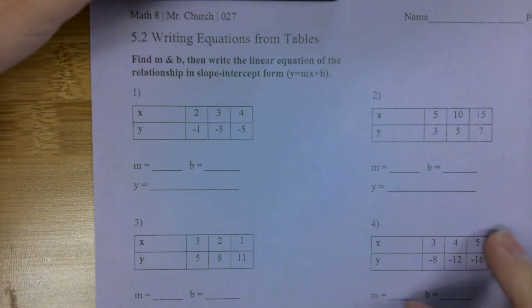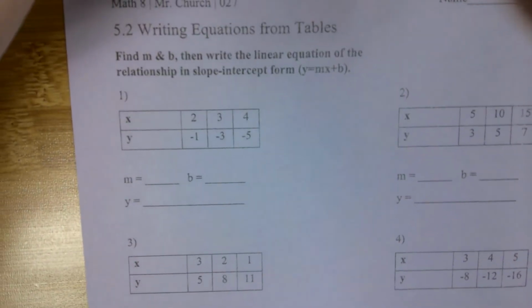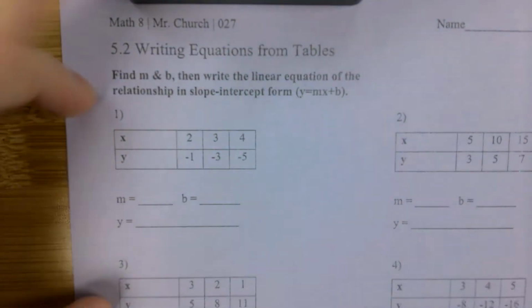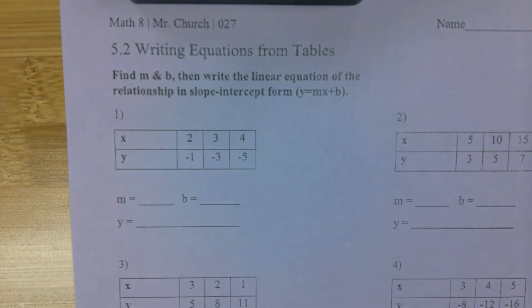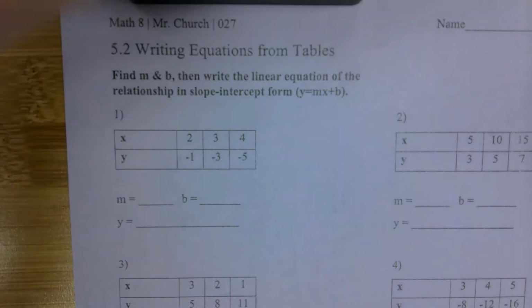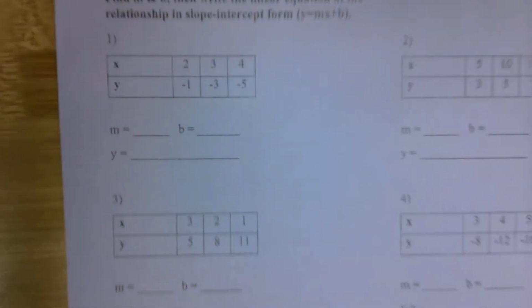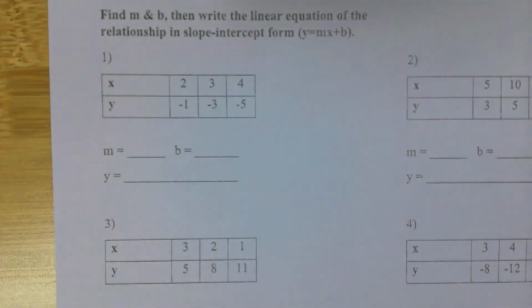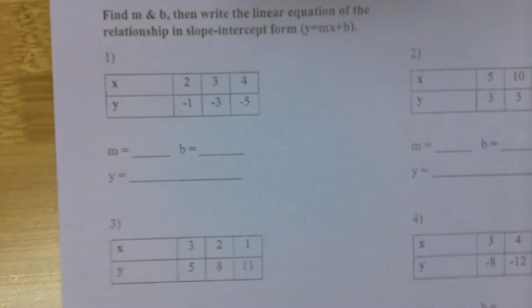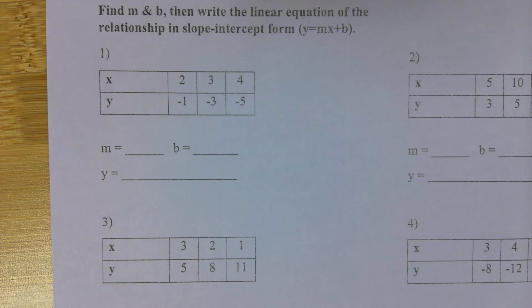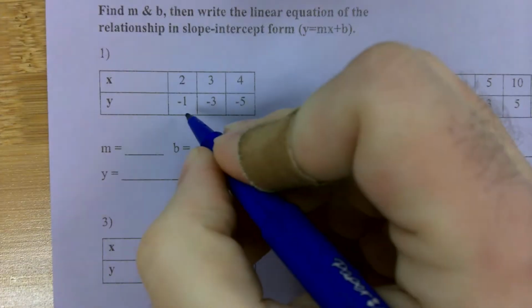So with 5.2, we're writing equations from tables, right? Now, not all of these tables are going to lend themselves to writing an equation, as a lot of you saw towards the end of this worksheet. So the first thing that we're going to have to do here is find what? Slope. We got to find the slope, so we're going to look for our change in y and our change in x.